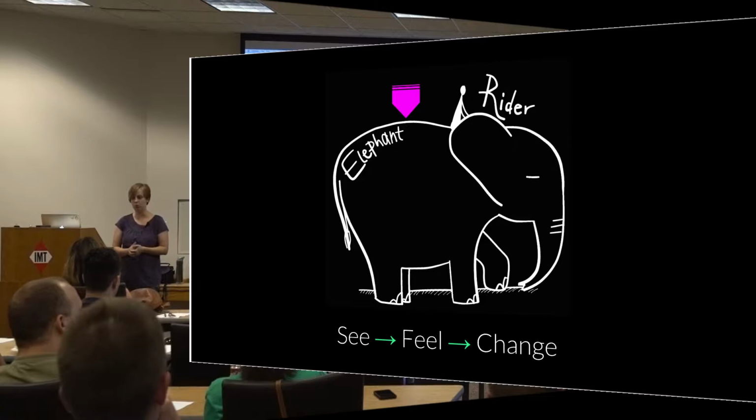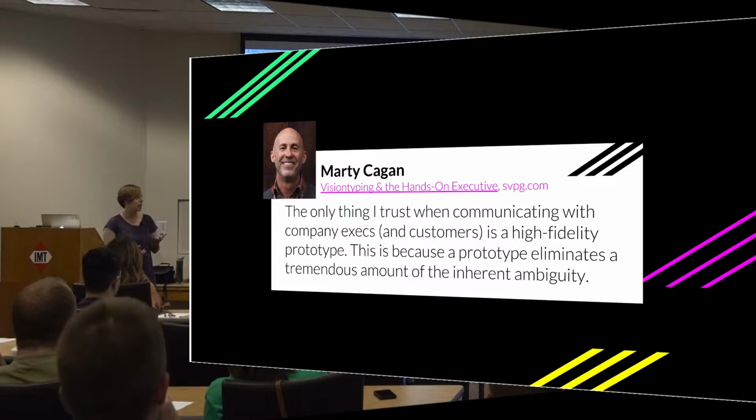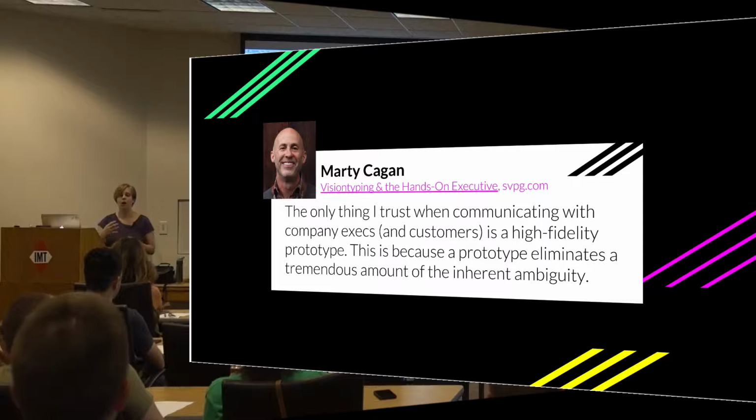I first read about vision typing on Marty Cagan's blog post, Vision Typing in the Hands-on Executive. At Workiva, we've also gotten the opportunity to sit down a few times a year with the whole UX team, brainstorm ideas that have come up throughout the years where we think there's opportunities that the company is missing, and vision type around these opportunities to try to make them more concrete.